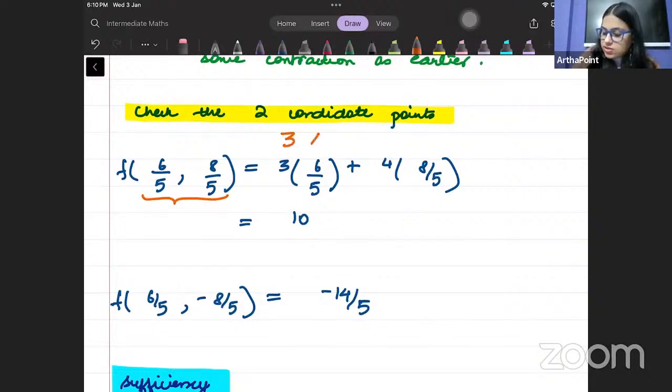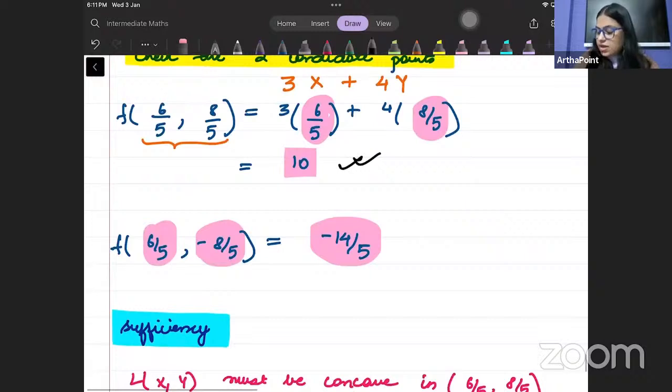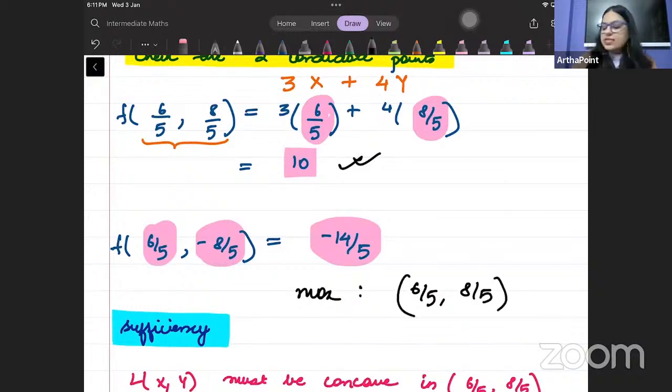सो माय फंक्शन वाज 3x + 4y. So when I plug x as 6/5 and y as 8/5, I get the value as 10. And the second candidate point is 6/5, -8/5. And when I plug in that, I get the answer as -14/5. So clearly this is more. So finally, I get the point of maxima as 6/5, 8/5. And this is the final answer to this question.